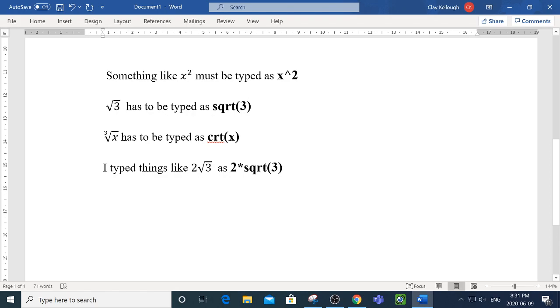Last one, grade 10s, if I have to type a radical that's mixed like this, I would type it as a 2, and that's what I have to use for a multiply symbol in the answer field. So 2 times the square root of 3, just like that, get it? So here, let me show you what that looks like.